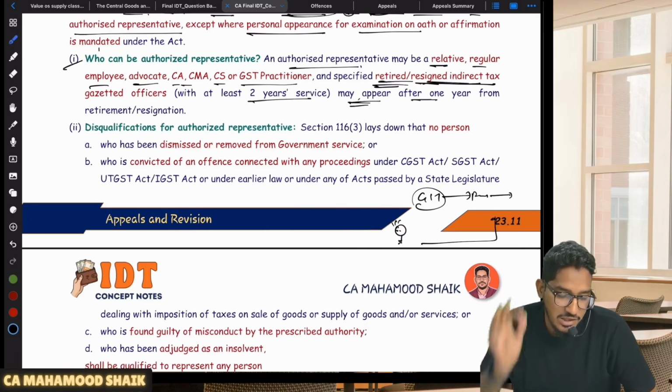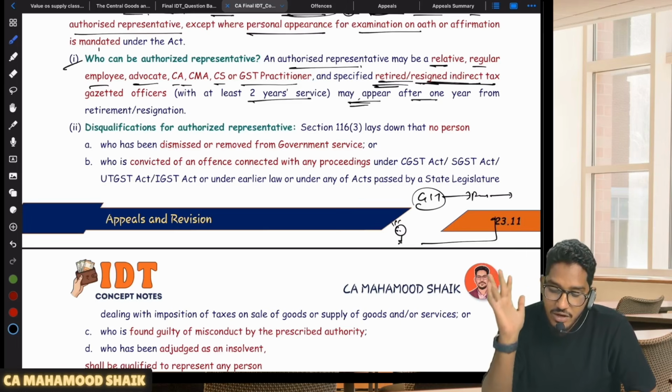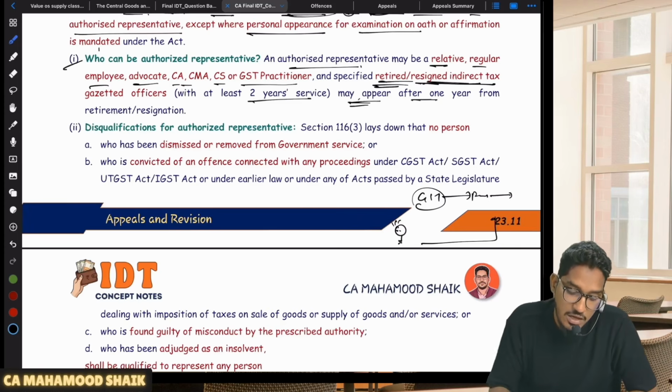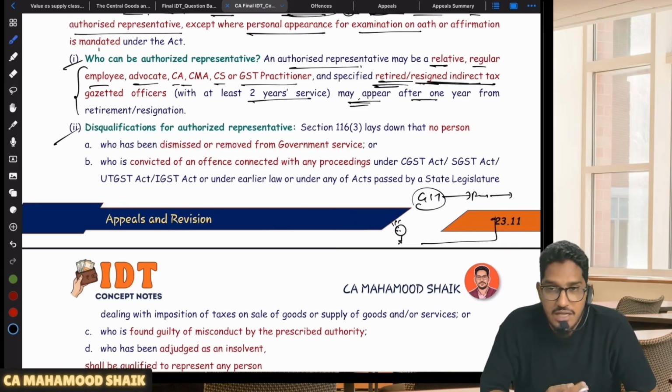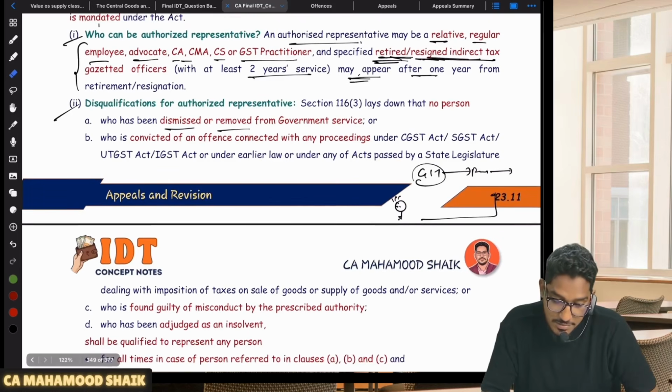So who can be an authorized representative? Relative, regular employee, advocate, CA, CMA, CS, practitioner, retired or resigned indirect tax gazetted officers with 2 years experience, only after 1 year from their retirement. However, even these people, if they are suffering from some disqualifications, can't go as authorized representative. Who, sir? If you have been dismissed or removed from government service, like you are a retired indirect tax officer, you are not retired, people have removed you, you have done something wrong, that person you can't send as an authorized representative.